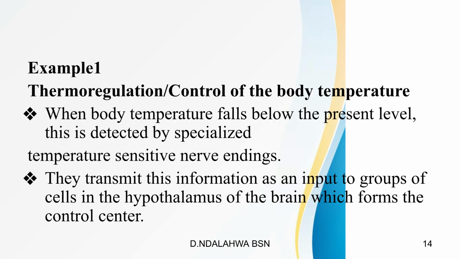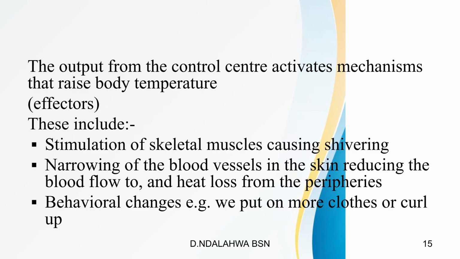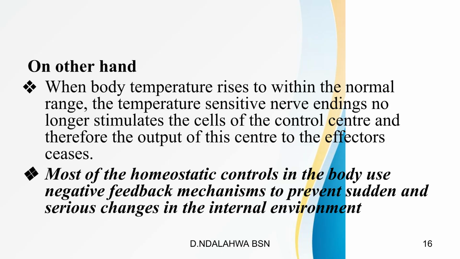An example is thermoregulation. When body temperature falls, specialized nerve endings detect this and send information to the hypothalamus in the brain, which is the control center. The control center's output activates effectors to raise the temperature. These mechanisms include shivering, narrowing of blood vessels in the skin, and behavioral changes like putting on clothes. Conversely, when the body temperature rises to the normal range, the nerve endings cease to stimulate the control center cells, stopping the effector output. Most homeostatic controls use negative feedback to prevent sudden changes.